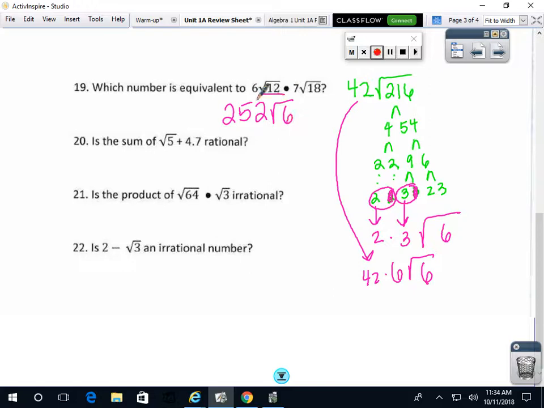252 square roots of 6. And then just for time purposes, I'm not going to check it on the calculator, but you need to tomorrow. After you're done with this question, you need to type in the question, see what it says, type in your answer, see what it says.